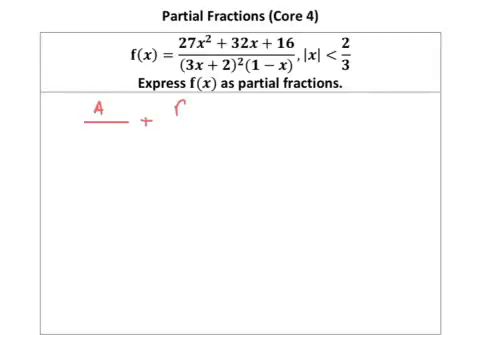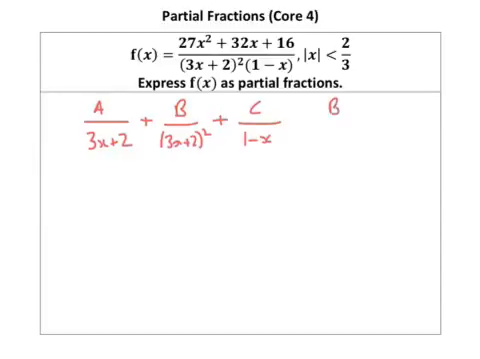So it's A over something plus B over something plus C over something else. So that's going to be 1 minus x. This is going to be 3x plus 2 squared, and you're wondering what the other one's for. Well, when you have a squared, you need to have that not squared, as it were, to the power 1. Alright?